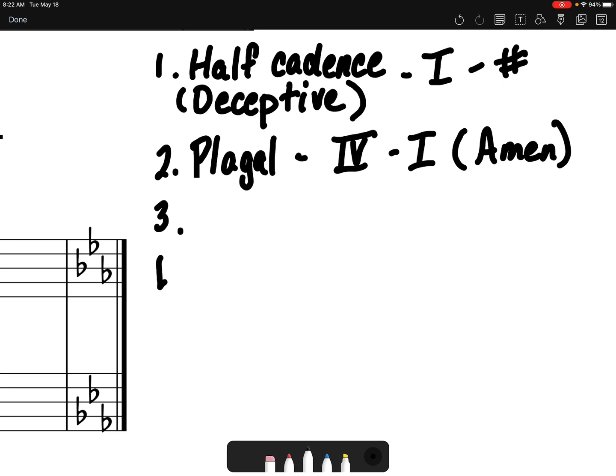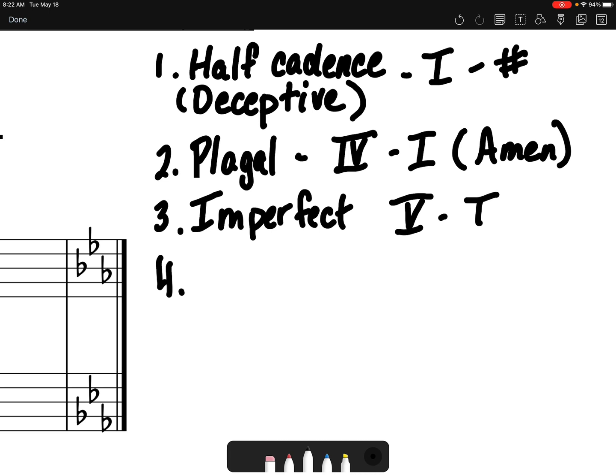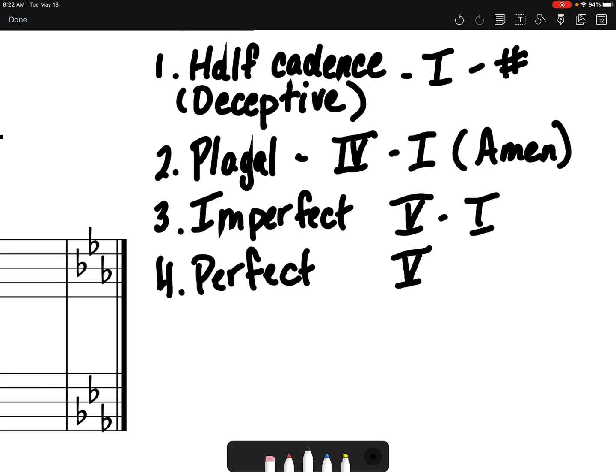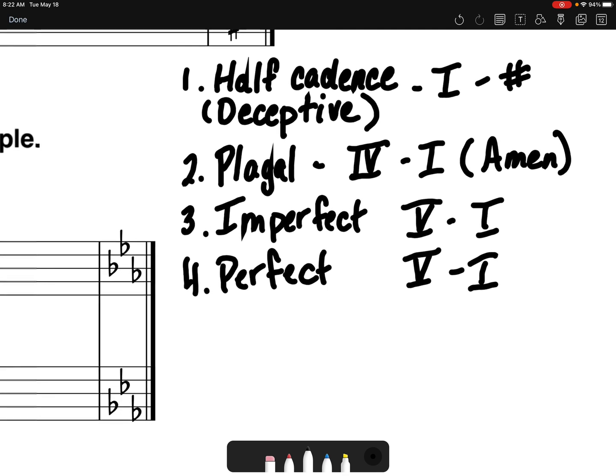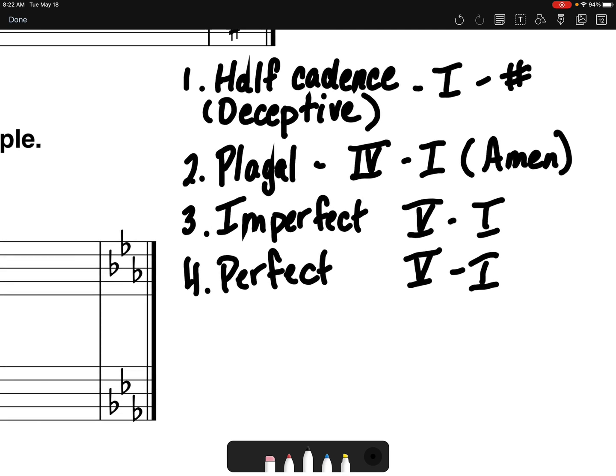3 and 4 are very similar. So we have an imperfect cadence, which goes 5-1, and a perfect cadence also goes 5-1. Okay, so take a screenshot of that and add it or write it down so that you know what your choices are.